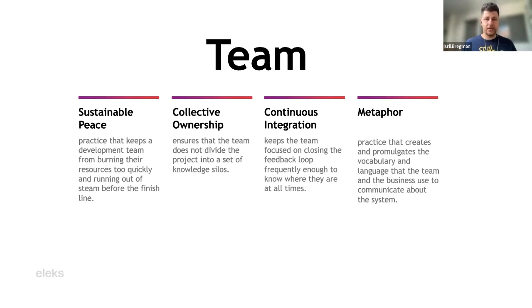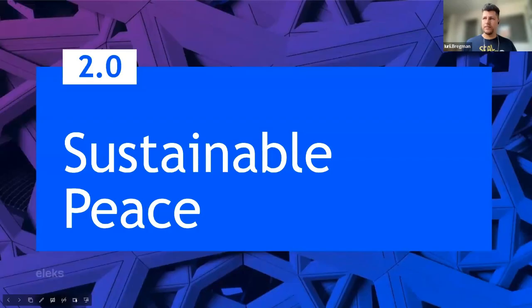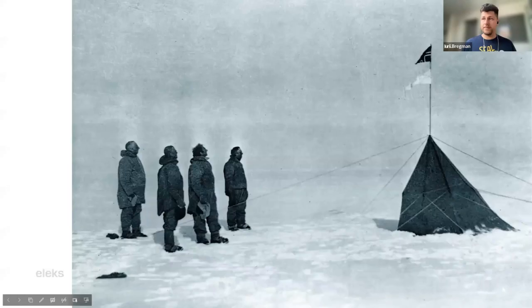The middle ring of the circle of life represents the team-facing practices. These practices provide a framework by which the development team communicates with and manages itself, internally. Let's quickly look into them in more detail, starting with sustainable pace.